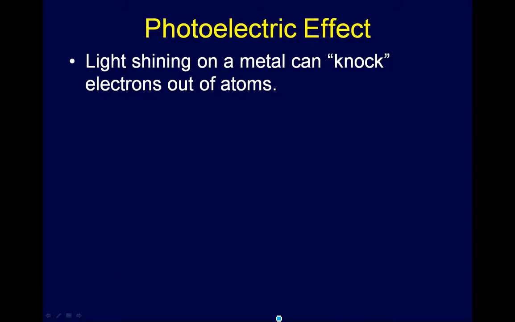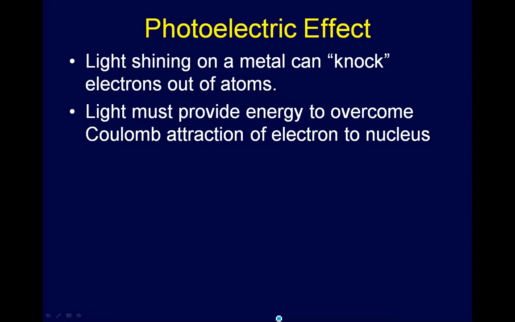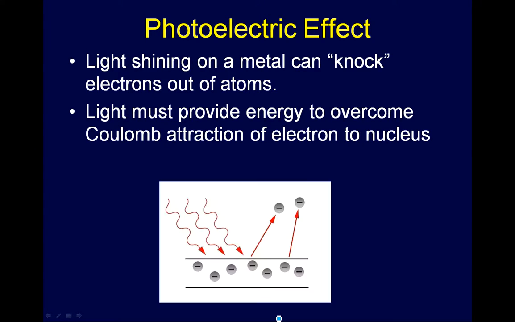Now, the photoelectric effect is this effect that when you shine light on a metal, you can knock electrons out of the atoms. Basically, the light is providing energy to overcome the Coulomb attraction of electrons to the nucleus. And here's a little cartoon. The light shines down on the material. In this little cartoon, this would be our metal. Light shines down and it knocks out electrons. So people noticed that this happened, and so they tried to study it to try to learn more about it.